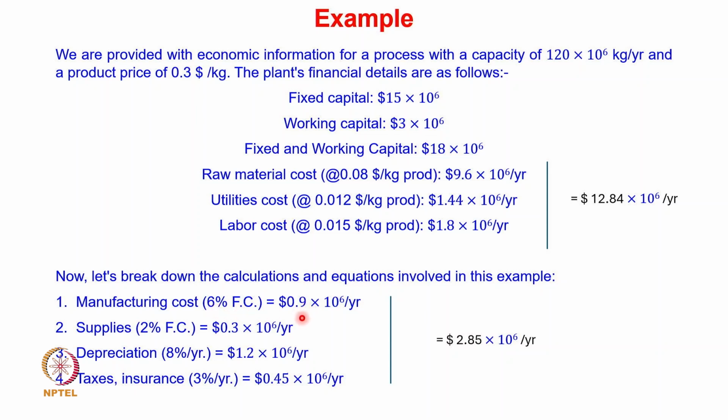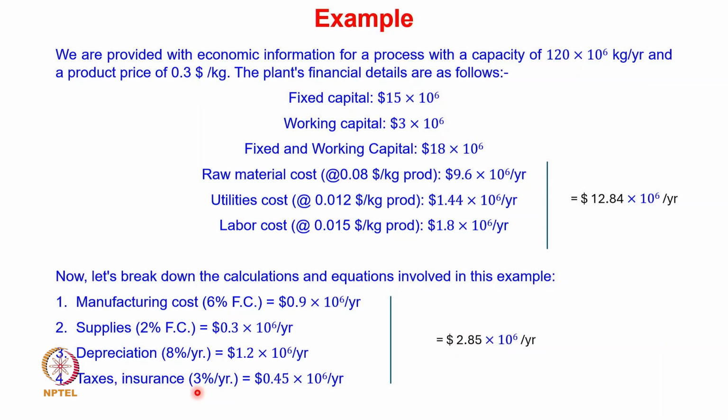So that is around 0.9 into 10 raised to power 6 dollars per year. Supplies 2% of the fixed capital. So fixed capital is again 15 into 10 raised to power 6 dollars, so that we can multiply here. We can get 0.3 into 10 raised to power 6 dollars per year. Depreciation rate we have taken 8% per year. So with this, the depreciation cost comes around 1.2 into 10 raised to power 6 per year.